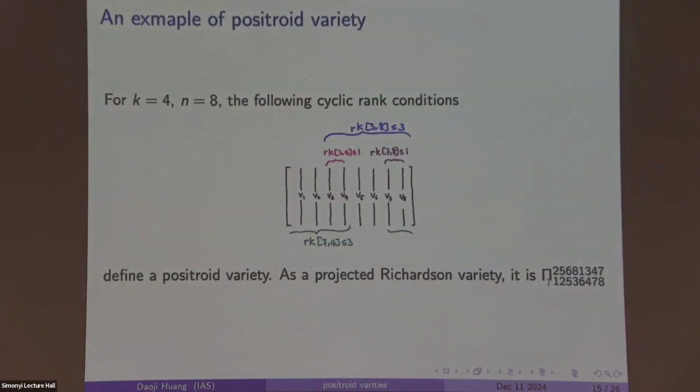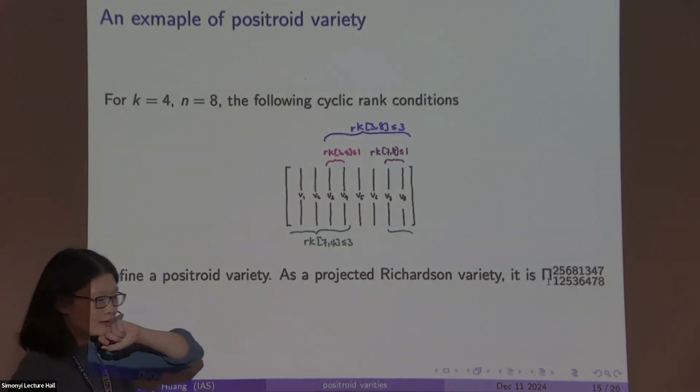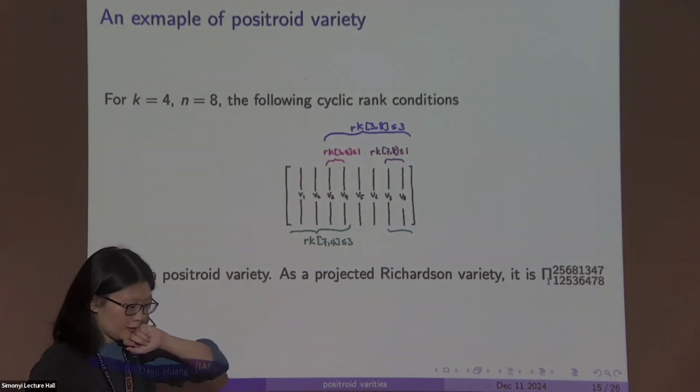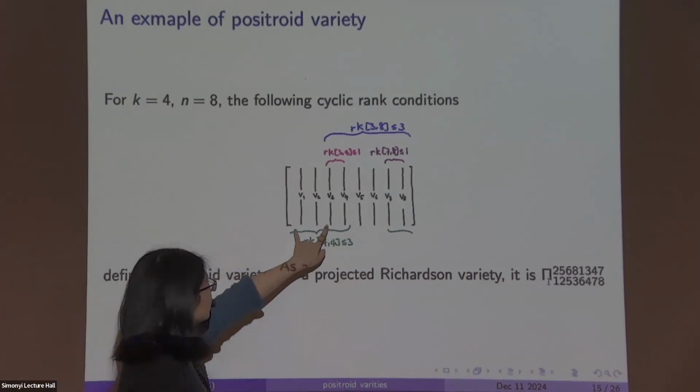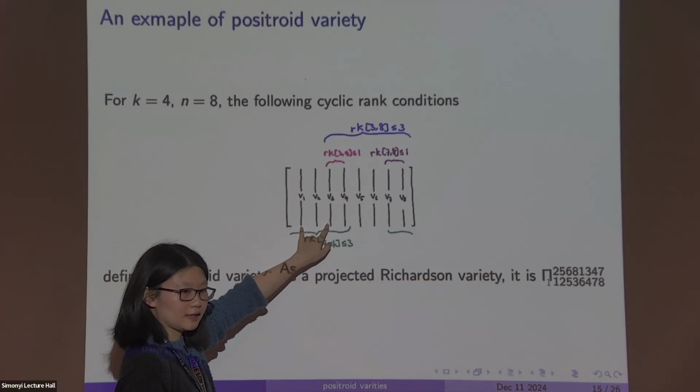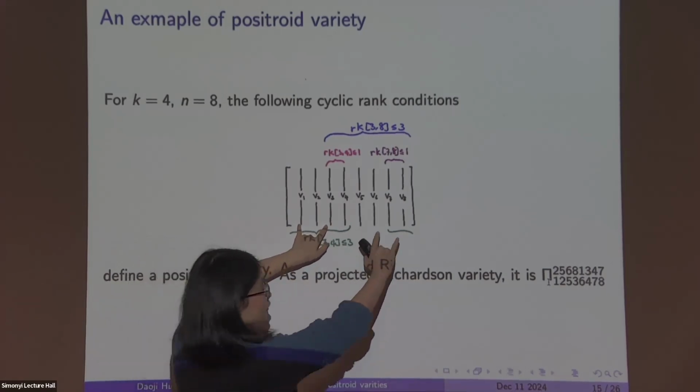So if you have a Richardson variety in the Grassmannian, it's one of these guys. Schuberts are special cases of Richardsons, which are special cases of Positroid varieties. So in terms of these rank conditions, if you want a Schubert or opposite Schubert, you take the initial interval rank conditions. If you get Richardsons, you take rank conditions from the two ends.